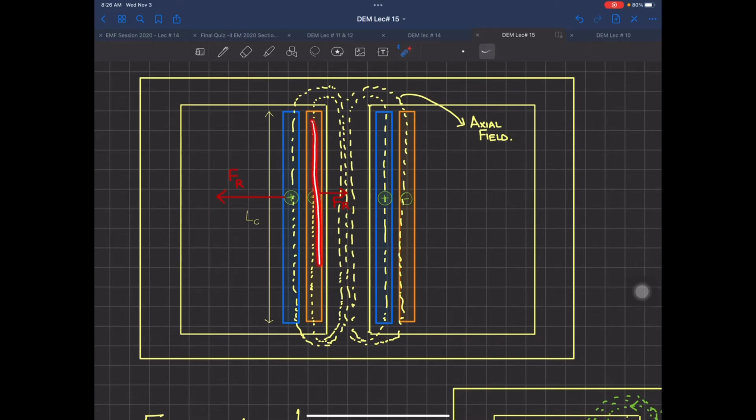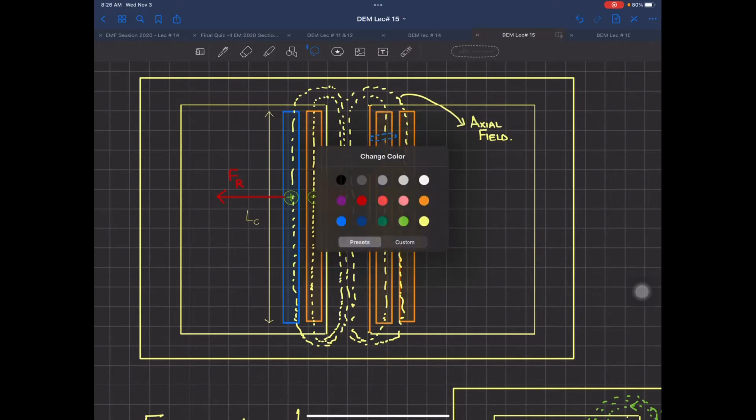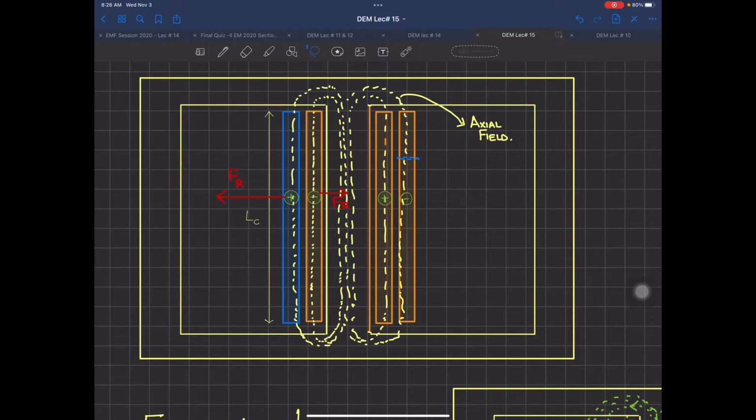This is the low voltage winding, and actually I have shifted the color over there. I could actually do this color one just for clarity, so let me just change that color.